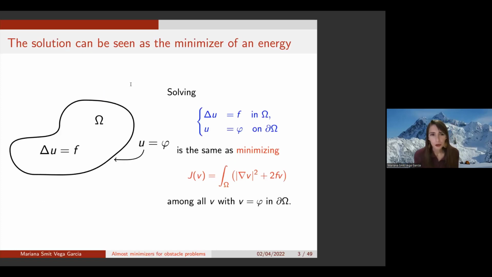I want to notice that the solution of this problem can be seen as the minimizer of a certain energy. So in this case, solving this problem is the same as looking at the energy that I'm calling J over here, which is related to the Dirichlet energy. So we have here the integral of the gradient of v squared plus 2fv, and we want to minimize this energy among all functions with a certain boundary data, in this case, phi. So a minimizer will exist and it will solve our PDE.